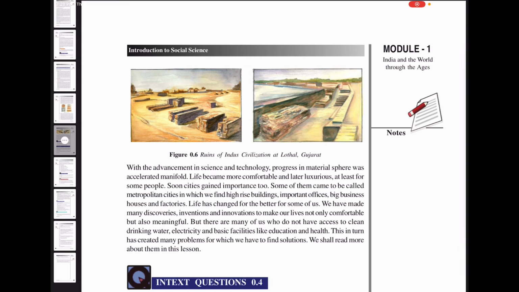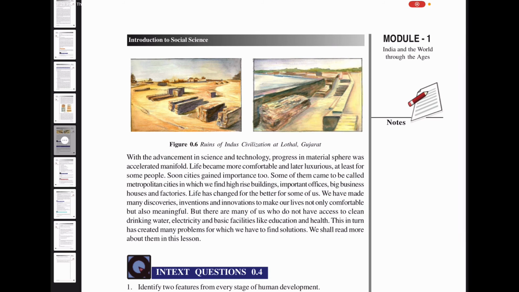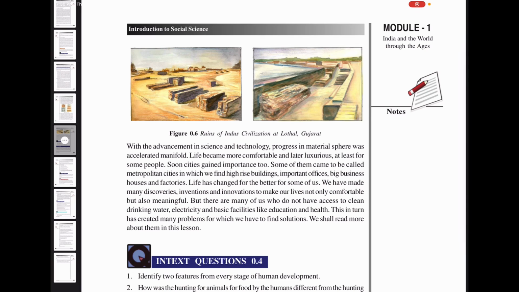Life has changed for the better for some of us. We have made many discoveries, inventions, and innovations to make our lives not only comfortable but also meaningful. But there are many of us who do not have access to clean drinking water, electricity, and basic facilities like education and health. This in turn has created many problems for which we have to find solutions. We shall read more about them in this lesson.